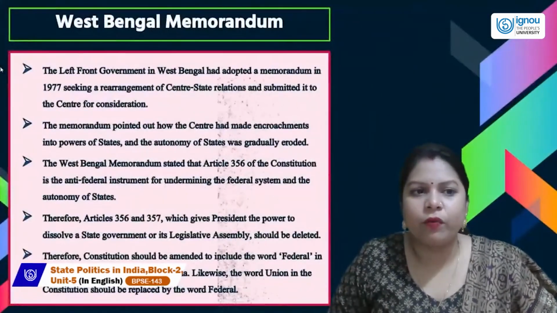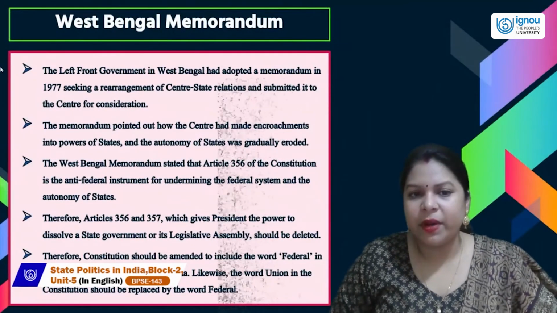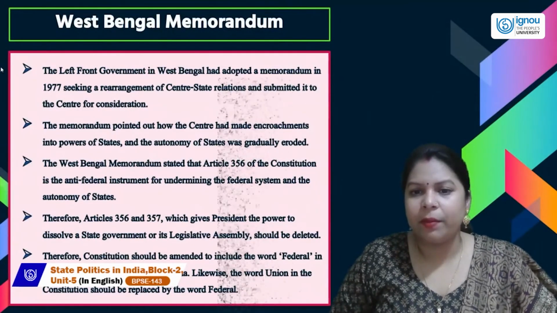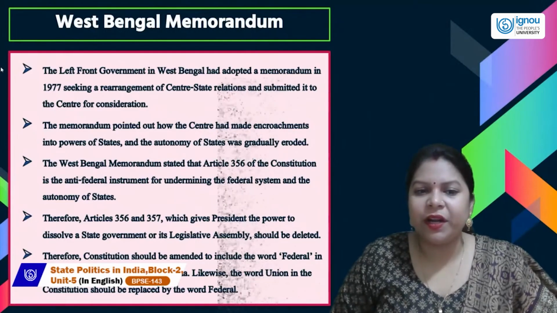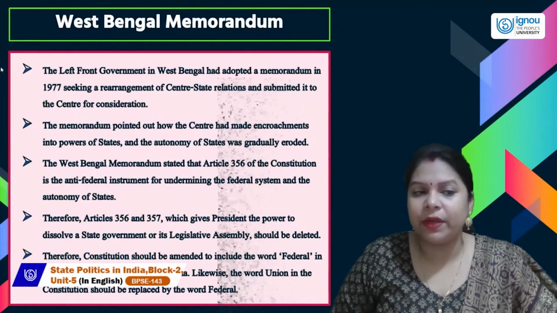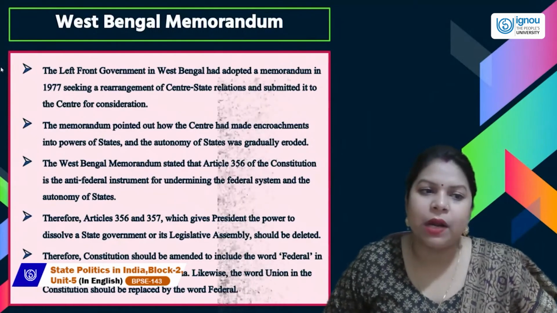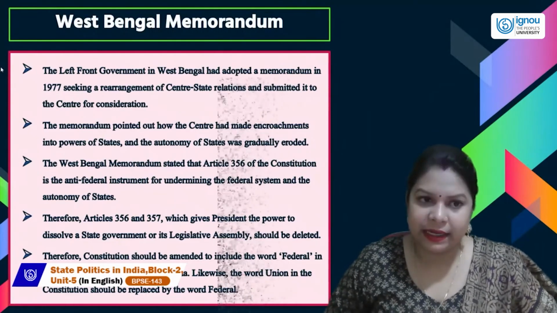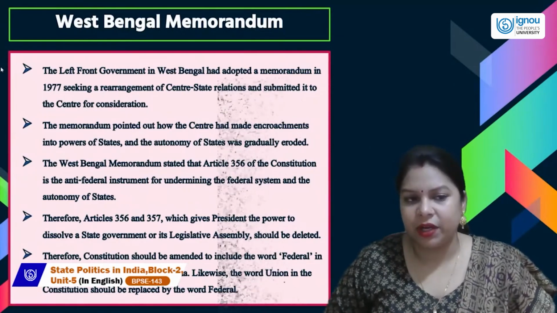Now let's move forward to the West Bengal Memorandum. The Left Front government in West Bengal had adopted a memorandum in 1977 seeking a rearrangement of center-state relations and submitted it to the center for consideration. So, this memorandum was adopted in the year 1977 and it wanted a rearrangement in the center-state relations.